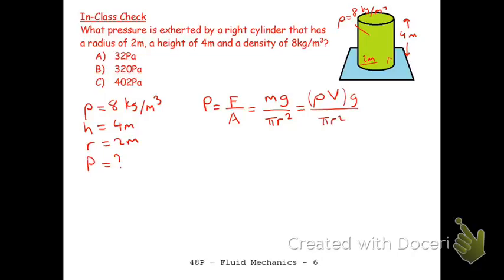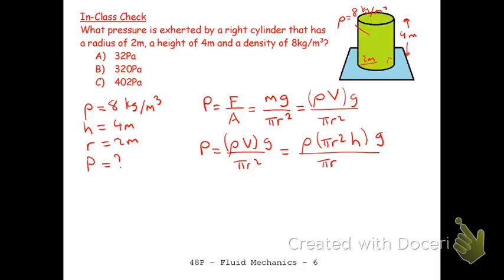And of course, let's go down here. Density times volume times G over pi r squared. And of course, my density is my density, but my volume is pi r squared times h. That's my volume, yeah? Right cylinder, area at the bottom times the vertical height. Times g over pi r squared. Oh, that's nice if you think about it, because good old pi r squared goes away.